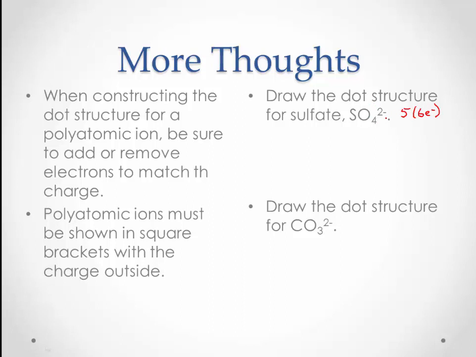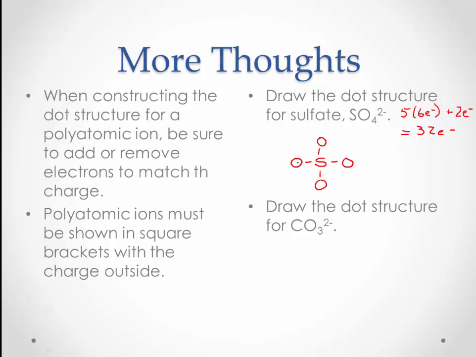So total, we have 5 atoms that have 6 valence electrons. And then this 2 minus charge means that there are 2 extra electrons in the structure that they would have picked up in reacting and forming. So the total here is 30 plus 2, 32 valence electrons. So always the first element goes in the center, unless it's a hydrogen or halogen. And then we join everything around with single bonds, so SO4, so 4 oxygens.